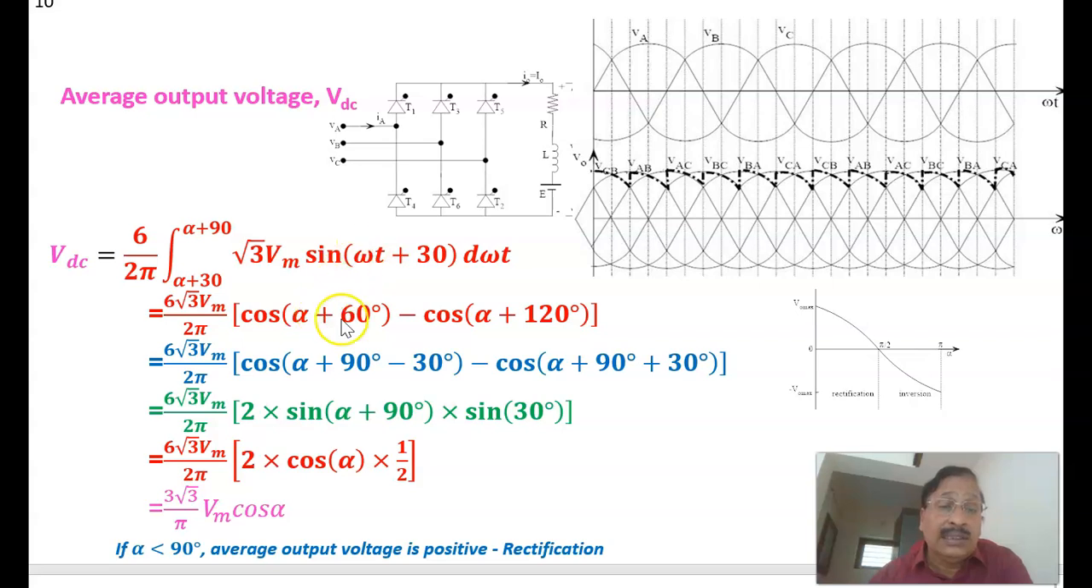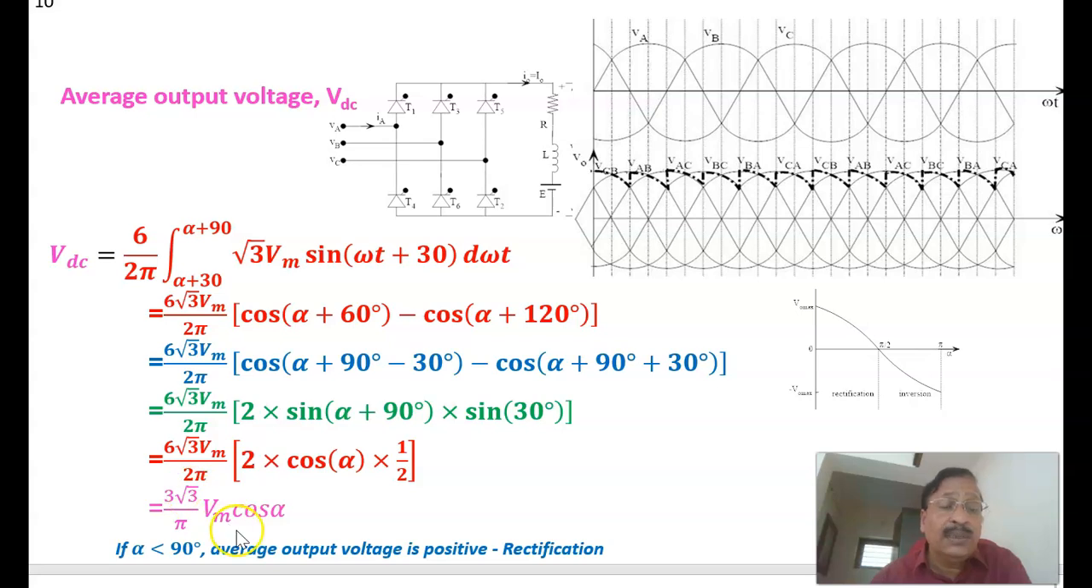Anyway, you can reduce that: cos 60 can be written as 90 minus 30, and cos 120 as 90 plus 30. Therefore, cos A minus B minus cos A plus B equals 2 sin A sin B, like 2 into sin alpha plus 90 sin 30. Substituting here, it is 6 root 3 Vm divided by 2 pi into 2 cos alpha into sin 30, which is half, so the half cancels, and it equals 3 root 3 Vm by pi into cos alpha.